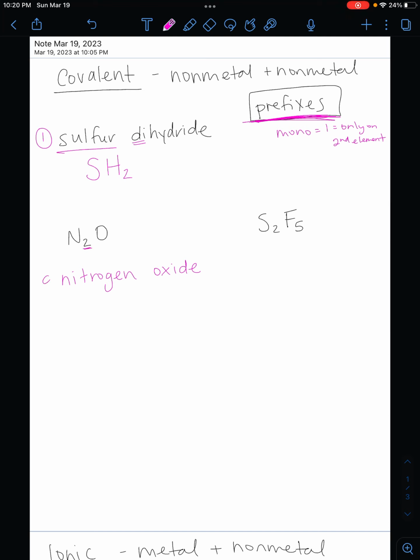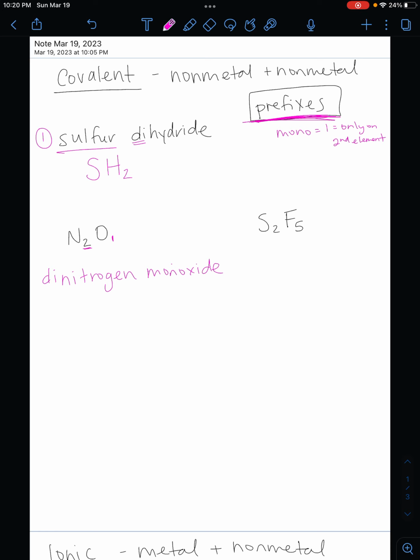So for 2, it's di, so dinitrogen. And then here, right, we have an invisible one. So this is really going to be monoxide, okay, monoxide. So if I want to erase it and kind of make it look a little bit nicer, dinitrogen monoxide. Okay, so our prefix mono, we put in front of the oxygen.